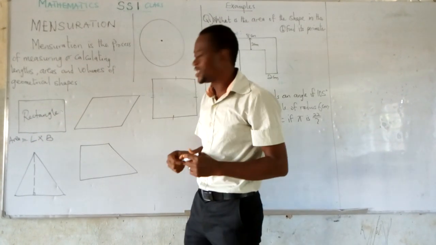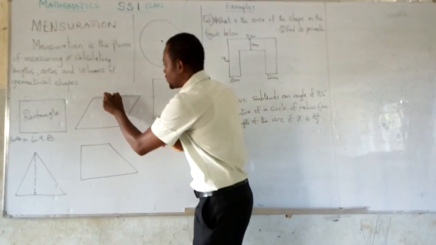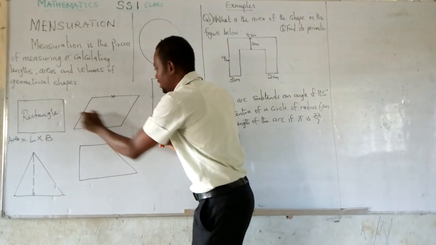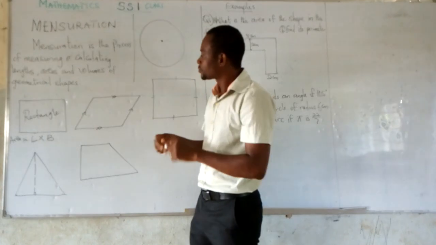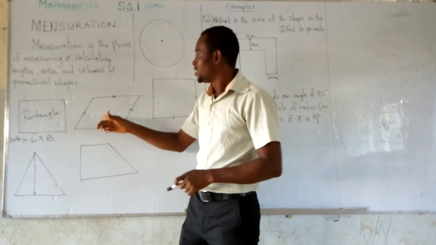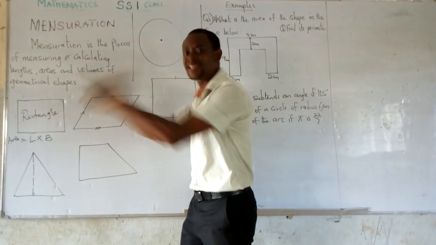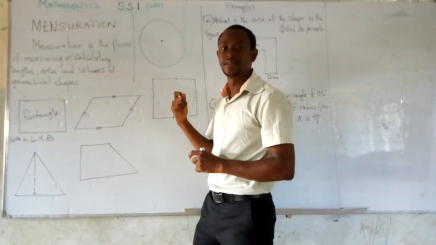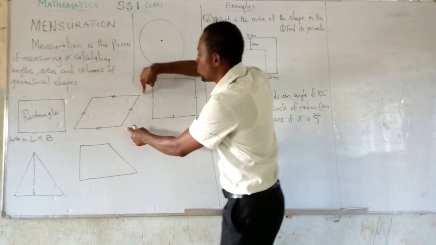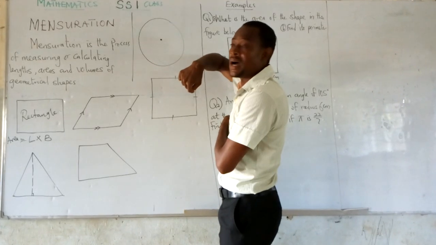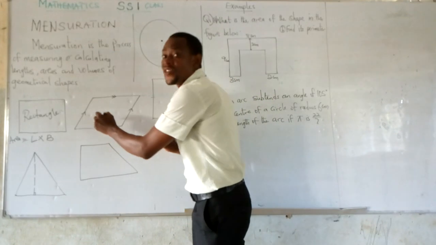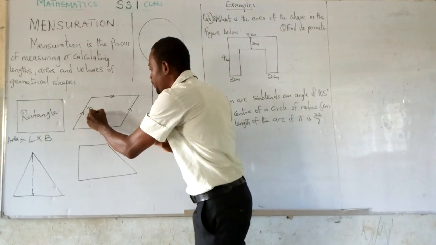Then let's look at this other shape here. If you look at this very well, this line is parallel to this, while this is parallel to this. Now, what are parallel lines? They are lines that cannot meet no matter how far you extend them. The extent you take it to, they can never meet. So this is an example of a parallelogram.